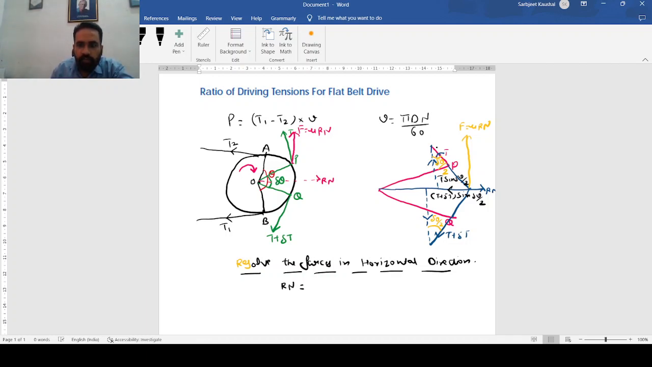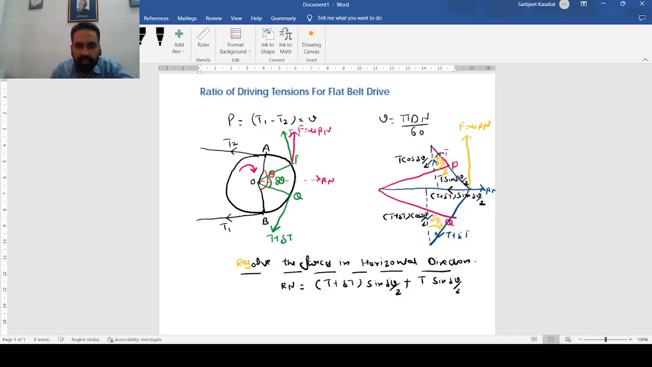And almost the component of this in vertical direction will be T cos delta theta by 2, and in this direction (T plus delta T) cos delta theta by 2. So you can see here Rn is equal to (T plus delta T) sine delta theta by 2. Similarly, here we have plus T sine delta theta by 2.